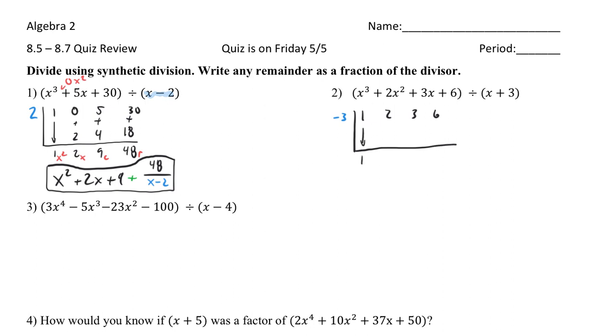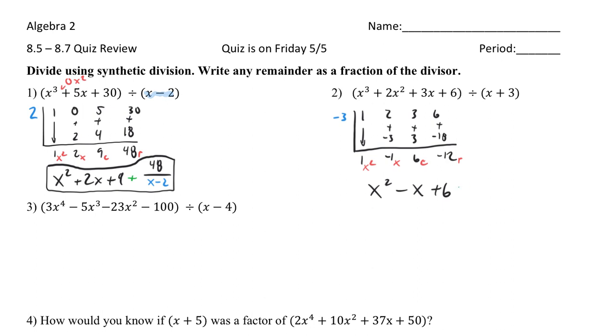First I'm going to drop straight down, 1. Negative 3 times 1 is negative 3, add down, get negative 1. Negative 3 times negative 1 is 3, add down, we get 6. Negative 3 times 6 is negative 18, add down, we get negative 12. So this does not come out evenly either, so we have a remainder, a constant, and an x squared. X cubed divided by x is x squared, makes sense. So our quotient is 1x squared minus 1x plus 6.